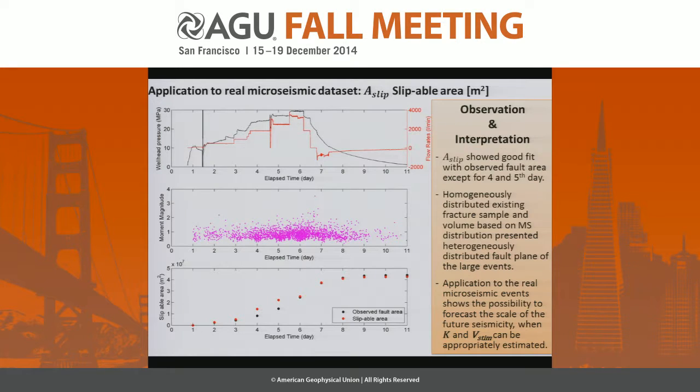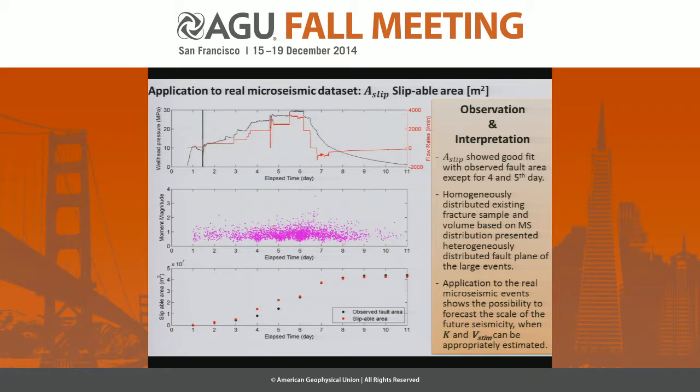Okay, this is the result of the first estimation of slip-able area. The top figure shows the hydraulic record, the next one is the magnitude history, and the bottom figure shows the result of the slip-able area estimates. Black dots show the observed fault area, so that's the actual dataset, and the red one is the slip-able area. In this case, I used a 14 meter grid to estimate V stimulated, and 20 meter cubes to estimate the K value.